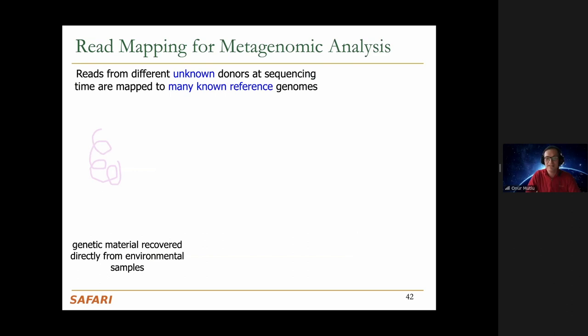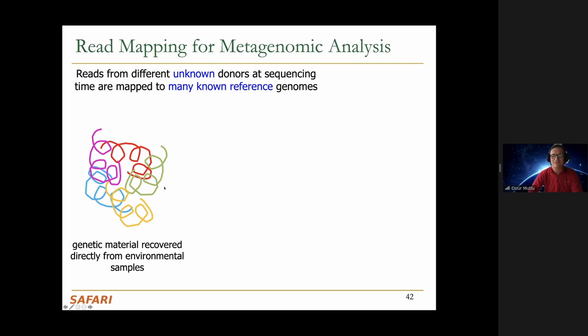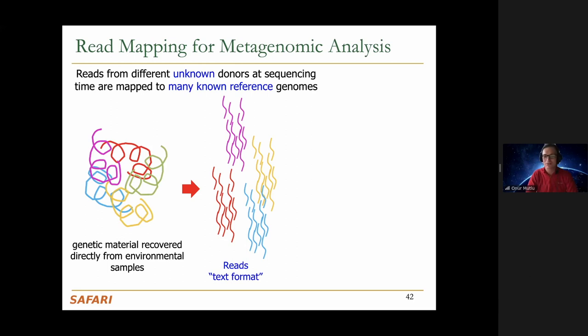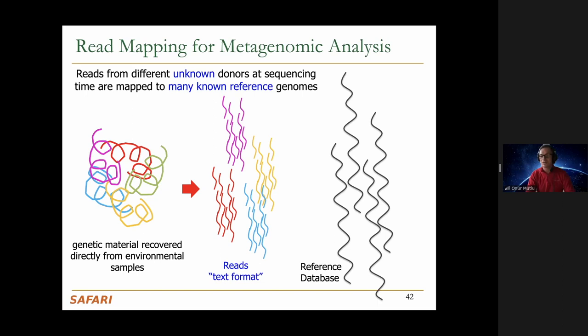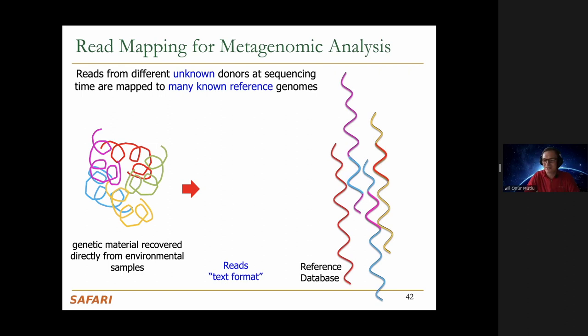Okay. So metagenomic analysis very quickly makes this even more difficult. I'm not going to talk a lot about metagenomic analysis, but it also uses read mapping. In this case, reads from different unknown donors at sequencing time are mapped to many known reference genomes. So you may actually have genetic material that you recover directly from environmental samples, like we discussed with microbiome profiling, right? So you have a lot of reads, and then you map them to many different reference genome databases to figure out where this material actually comes from. Clearly this amplifies the problem, because you do many, many read mappings in this case. If you have M reads and you have N different references, it's really M by N, as you can see. And I'm not going to go through this, but again, fundamentally, it builds on read mapping.